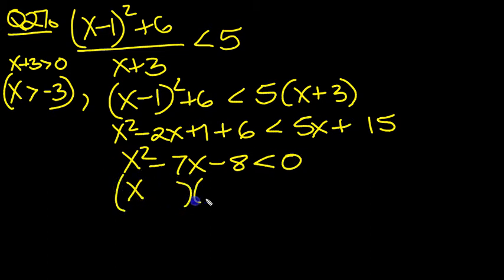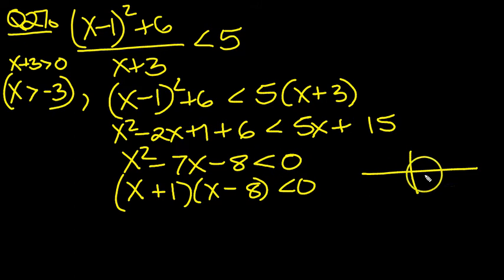Factorize it. (x minus 8)(x plus 1), one minus and a plus, is less than 0. So here then, we've got a quadratic. It's less than 0, but it's a U-shaped curve with roots at 8 and minus 1. So it's going to be a U-shaped curve like this. This is the value 8. This is the value minus 1.